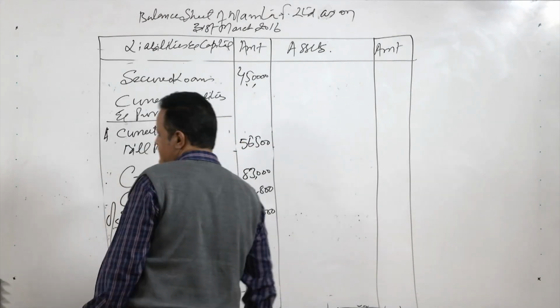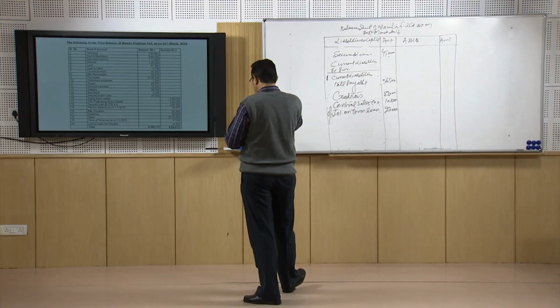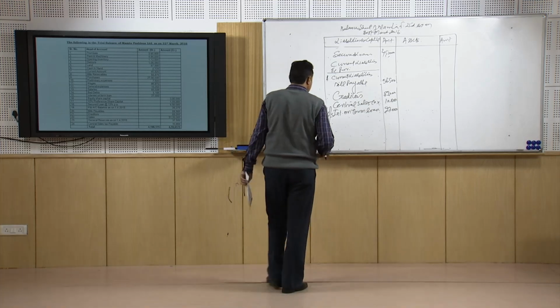We have taken this, and I think almost all the current liabilities are over. We have considered all the current liabilities. These are creditors, bills payable, central sales tax and interest on the term loans. And now we have to come down to the provisions.